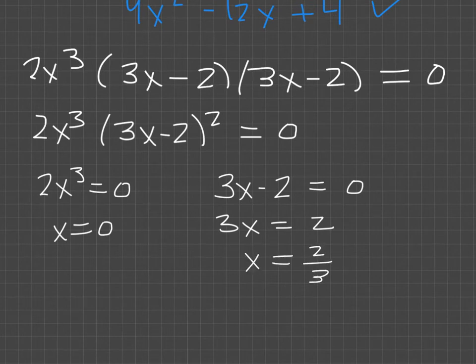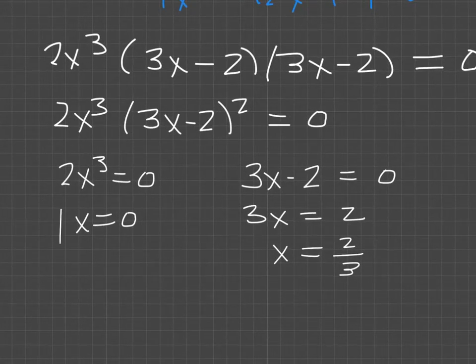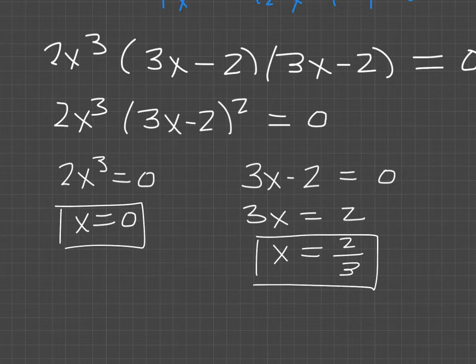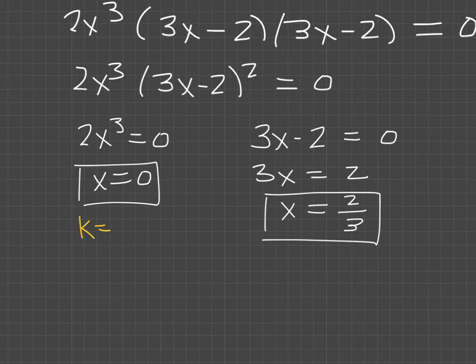Okay, so we found our zeros. We have x equals 0 and we have x equals 2/3. We also want to find the multiplicity. So remember, the multiplicity is the exponent on the factor that the 0 came from. So for the 0 of 0, our exponent is 3, so that gives us a multiplicity of 3. And for x equal to 2/3, our exponent on the factor was 2, so we get multiplicity of 2.